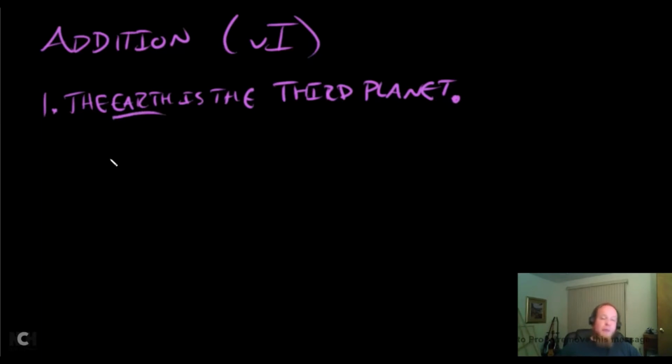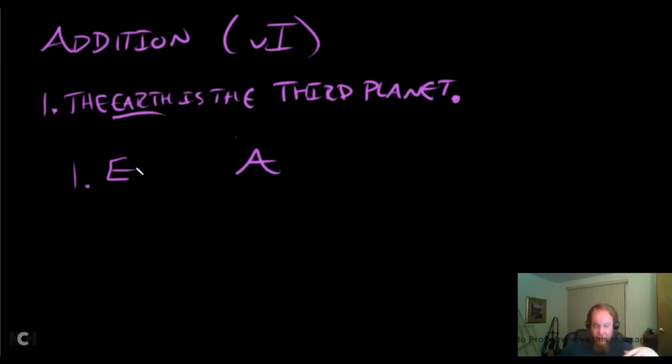Now here's what this rule says. This rule says that if you have any statement that you take as a given, so let's say we've got the Earth is the third planet. How would we represent that formally? Oh, that would be just E. If you've got anything to start with, you can add anything to it with an inclusive disjunction, and it's always true. As long as the thing you're starting with is true, you can add anything to it, and the or statement will still be true.